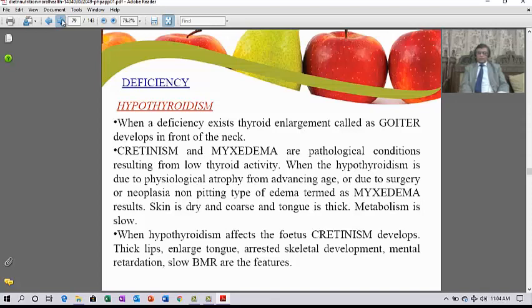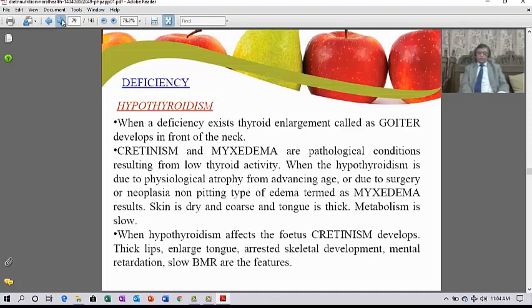Cretinism and myxedema are pathological conditions resulting from low thyroid activity. When the hypothyroidism is due to physiological atrophy from advancing age or due to surgery, it is termed myxedema. The skin is dry and coarse and the tongue is thick. Now these are the clinical features of hypothyroidism, and the metabolism is slow.